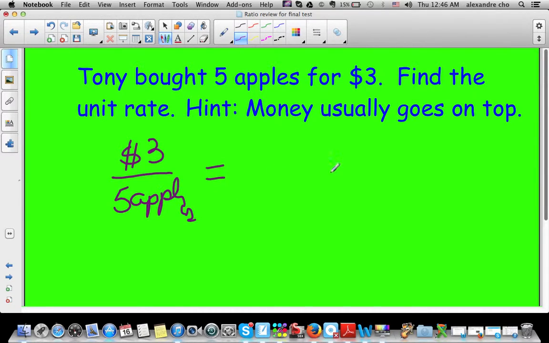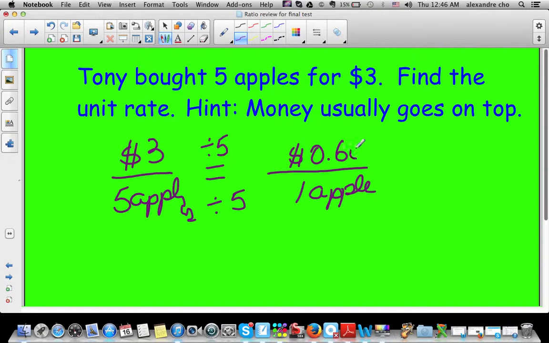Okay, so remember, to a unit rate, it means that we're comparing something to 1. Instead of 5, we're making the denominator 1. So we want to know, in this case, the price for 1 apple. So how does the 5 become a 1? It's divided by 5. And therefore, I divide the top by 5. Okay, and 3 divided by 5 means that each apple costs you 60 cents. Okay, and that's how we find unit rate.